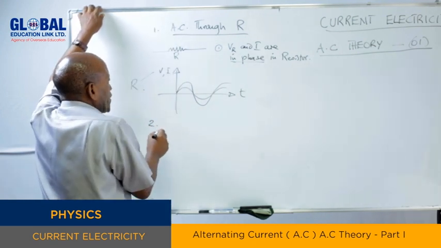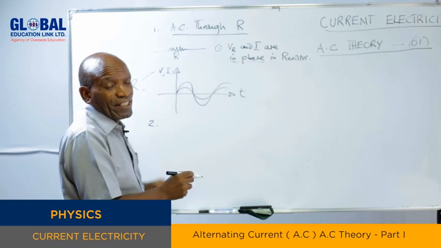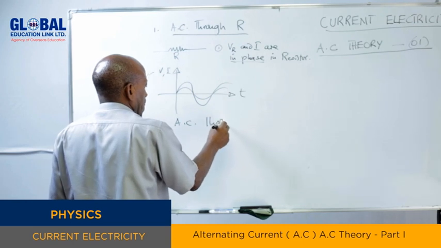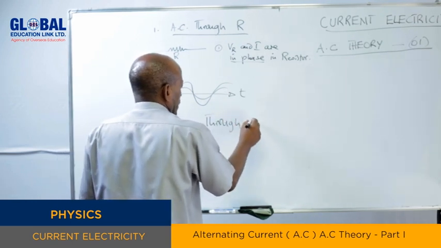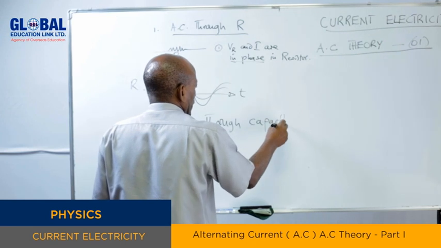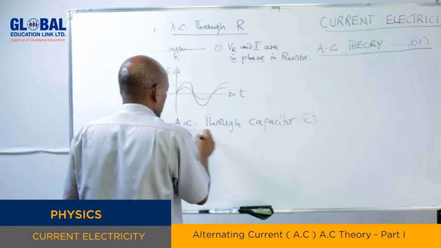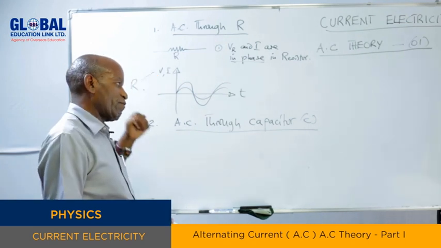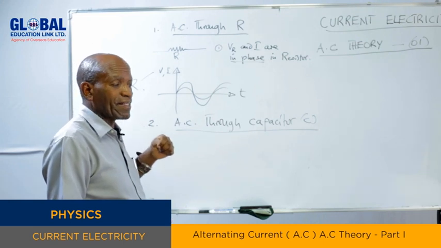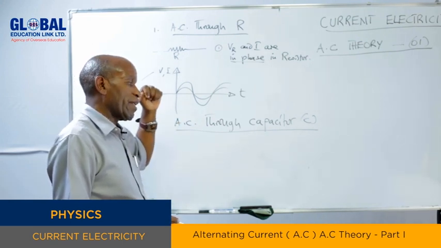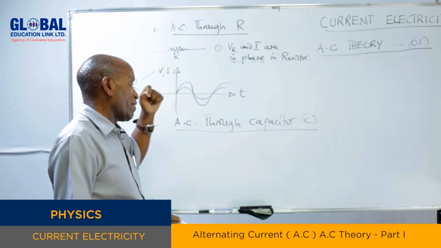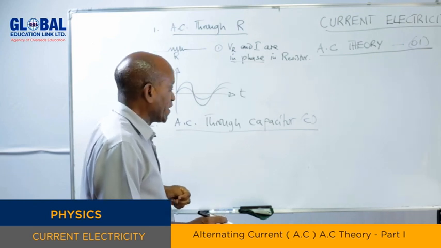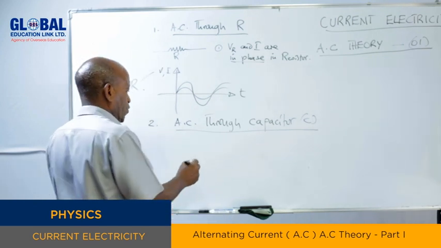If we're just going to look at an alternating current through a capacitor, we just found that the voltage through a capacitor lags behind the current by 90 degrees. That is, by a quarter of a cycle.